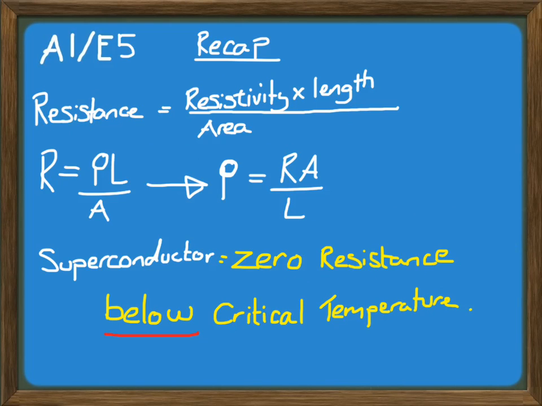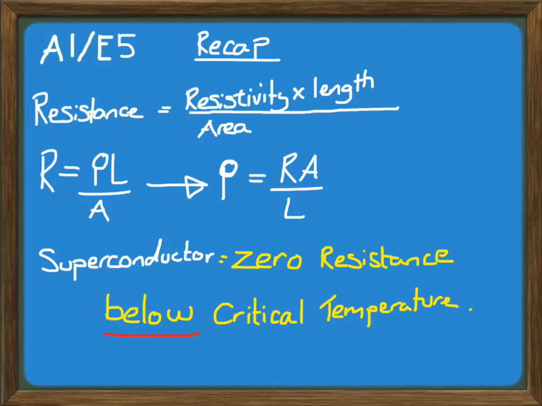Now let's recap. Resistance is equal to resistivity times by length divided by cross-sectional area. This is represented by R equals rho L divided by A. We can rearrange this to get resistivity on its own. Resistivity, rho, is equal to Ra divided by L.